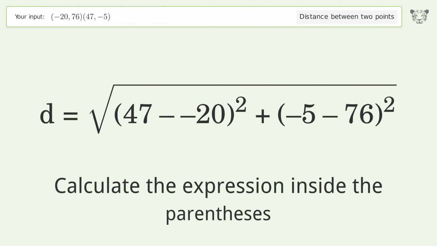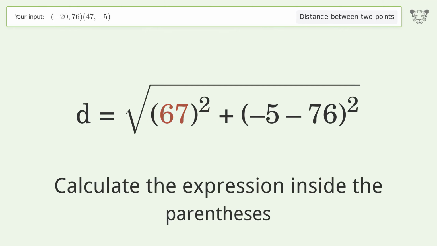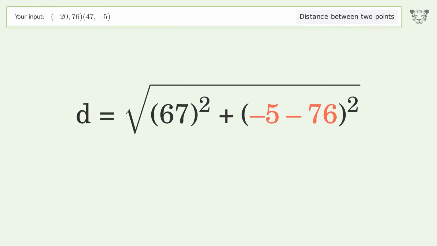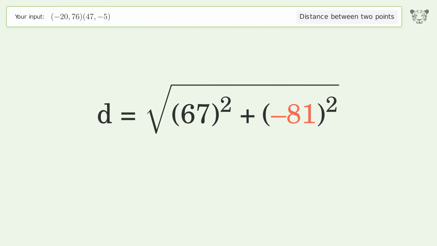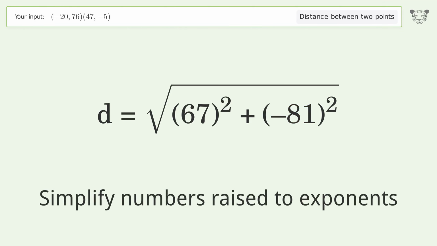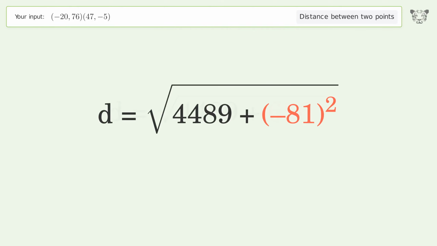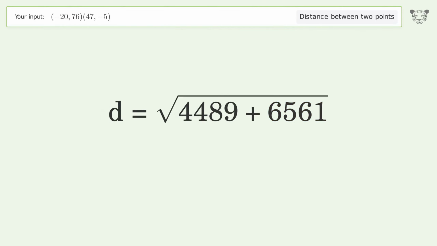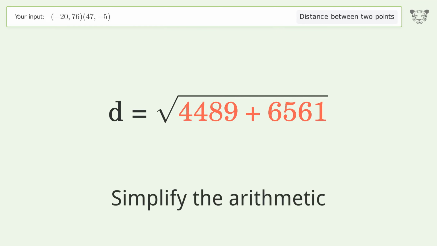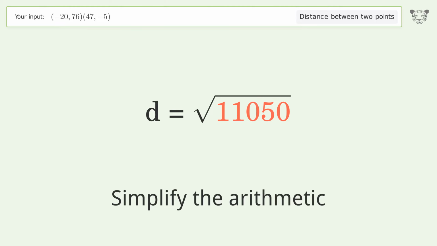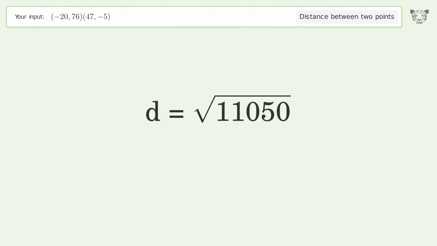Calculate the expression inside the parentheses. Simplify numbers raised to exponents. Simplify the arithmetic. And so the distance between the 2 points is the square root of 11,050, or 105.119.